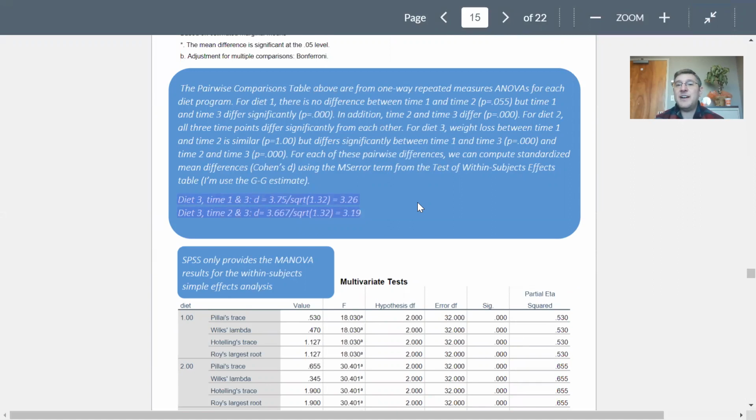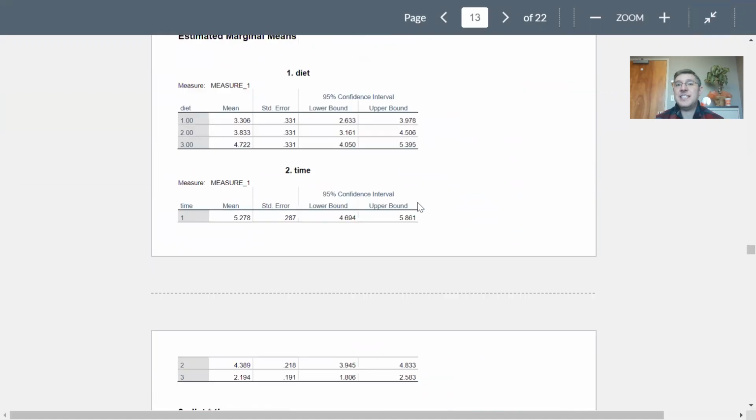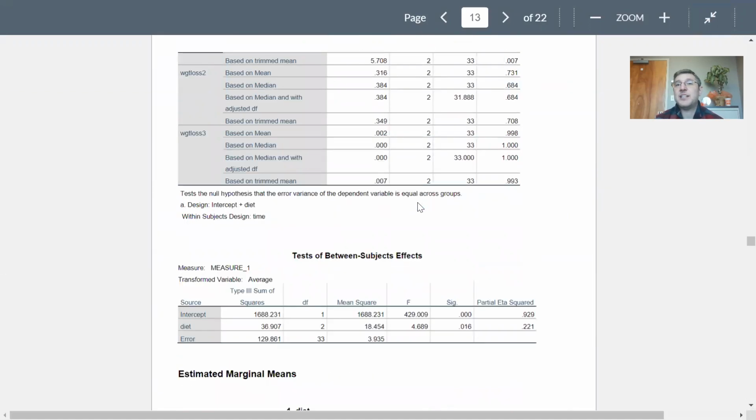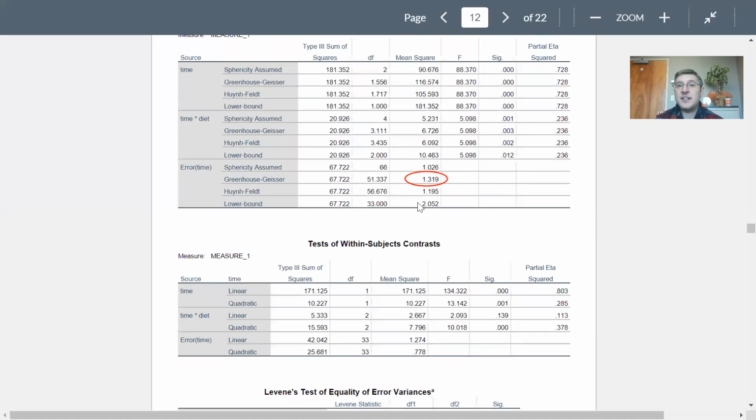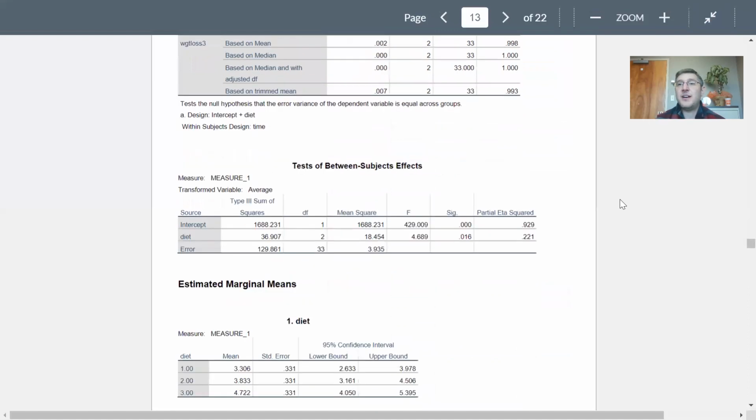You also have some variance explained effect sizes that you can interpret based on here. So, the interaction between time and diet explained around 24% of the variation in weight loss. You can interpret those as well.